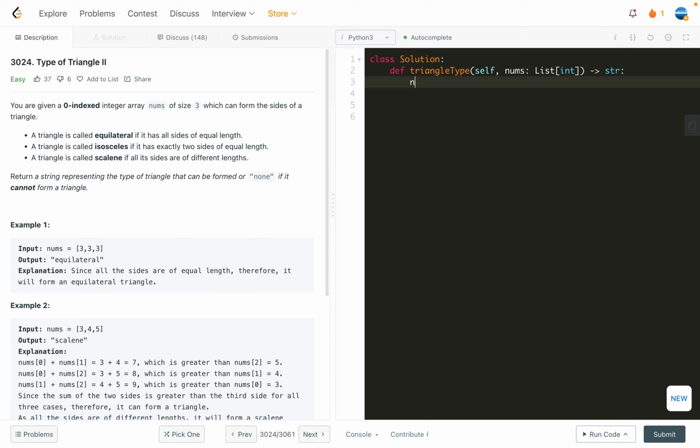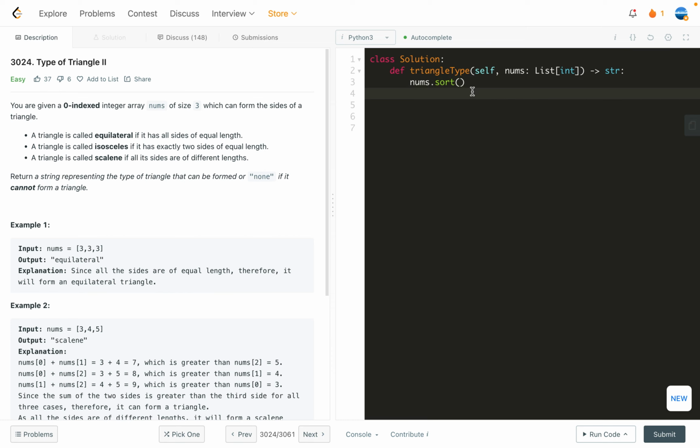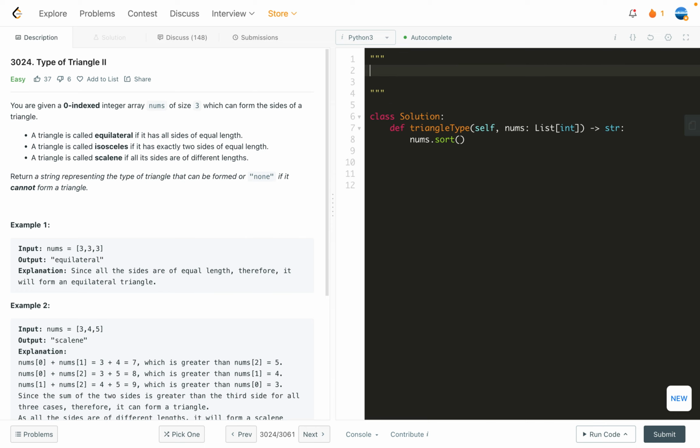Here first we can do a sort, right? So nums.sort(). This way we know that the smaller edge will be at the beginning, and the largest one will be the last one. In order for three positive numbers to form a triangle, we require that any two have a sum that is larger than the third one, right? So this is the condition.